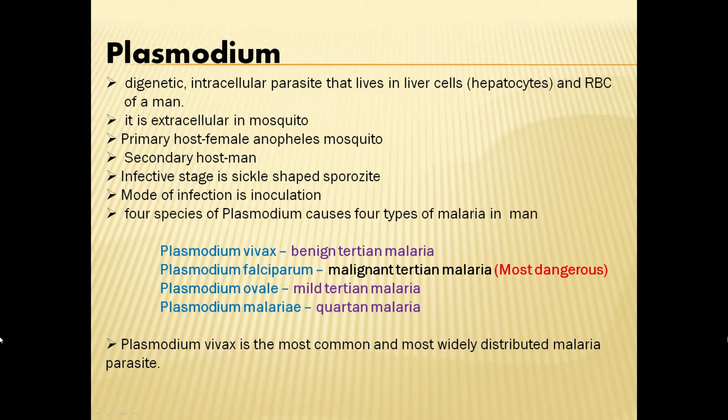Now, tertian means hemozoin is released every 3 days in blood. So tertian refers to 3 days. Hemozoin is the main cause of malaria in a human being. So it is released every 3 days in a human being. Quartan means the hemozoin is released every 4 days. What is benign? Benign means that the affected cells are at only one place, whereas in malignant it spreads all over the body. So that is why I told you Plasmodium falciparum is most dangerous.